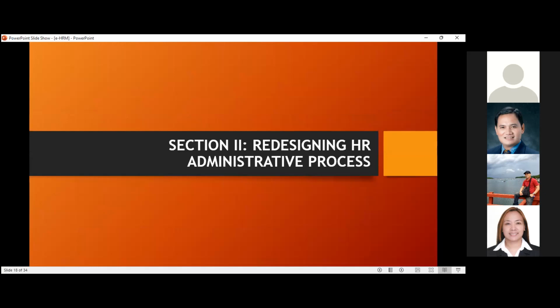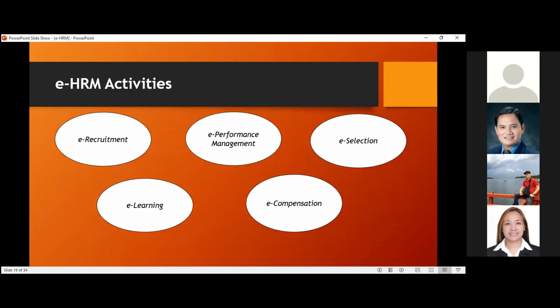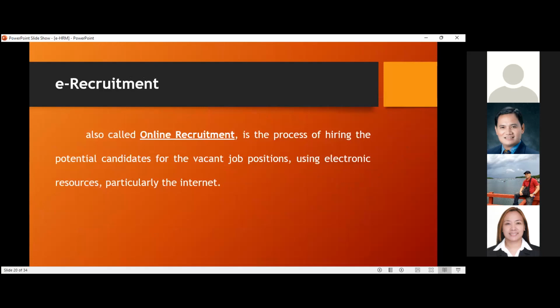Section 2, redesigning HR administrative process. So EHRM activities: e-recruitment, e-performance management, e-selection, e-learning, and then e-compensation. So for e-recruitment, it is also called online recruitment.